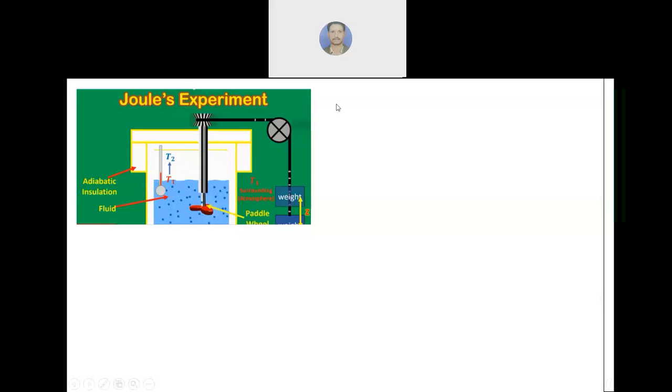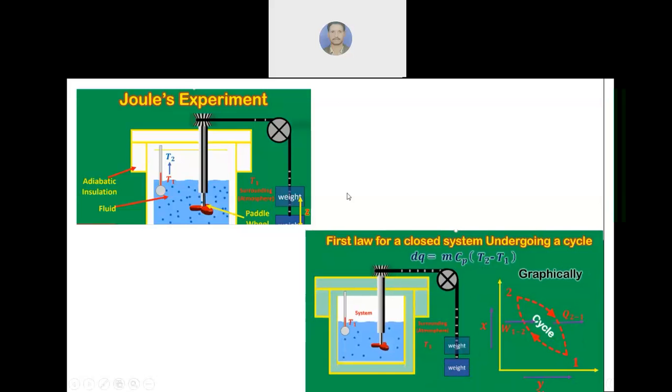Now what are we going to do? Now we are removing this insulation. We are removing this insulation. So what will happen?